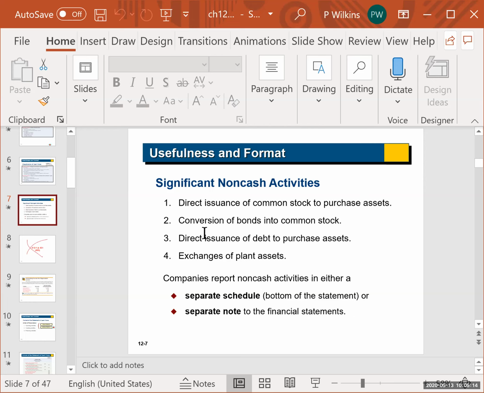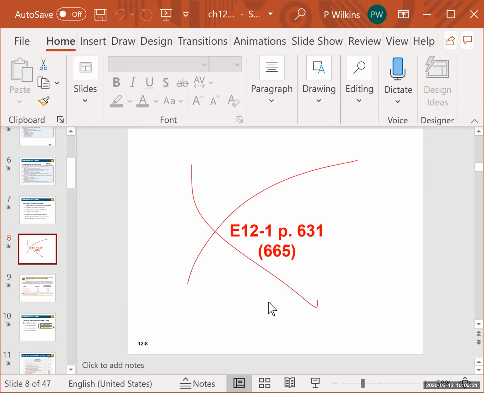And it's a separate note to the financial statements, but we won't be dealing with any of those. That's just more informational. Okay, we are not going to do this next problem, exercise 12.1. We're going on to the next section.